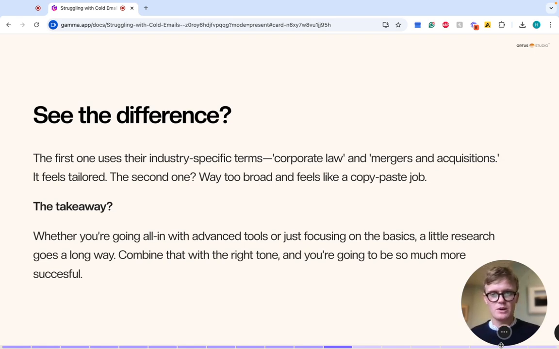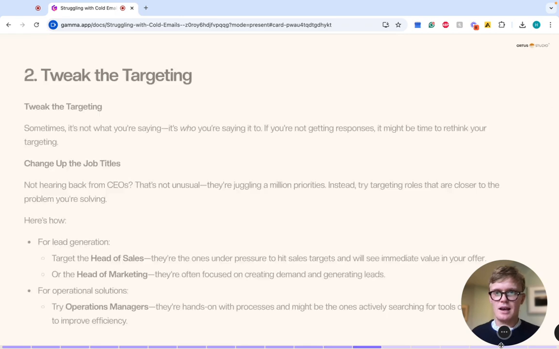So whether you're going all in with advanced tools or just focusing on the basics, a little research is going to go a long way, and combined with the right tone, you're going to be so much more successful when it comes to your campaigns.